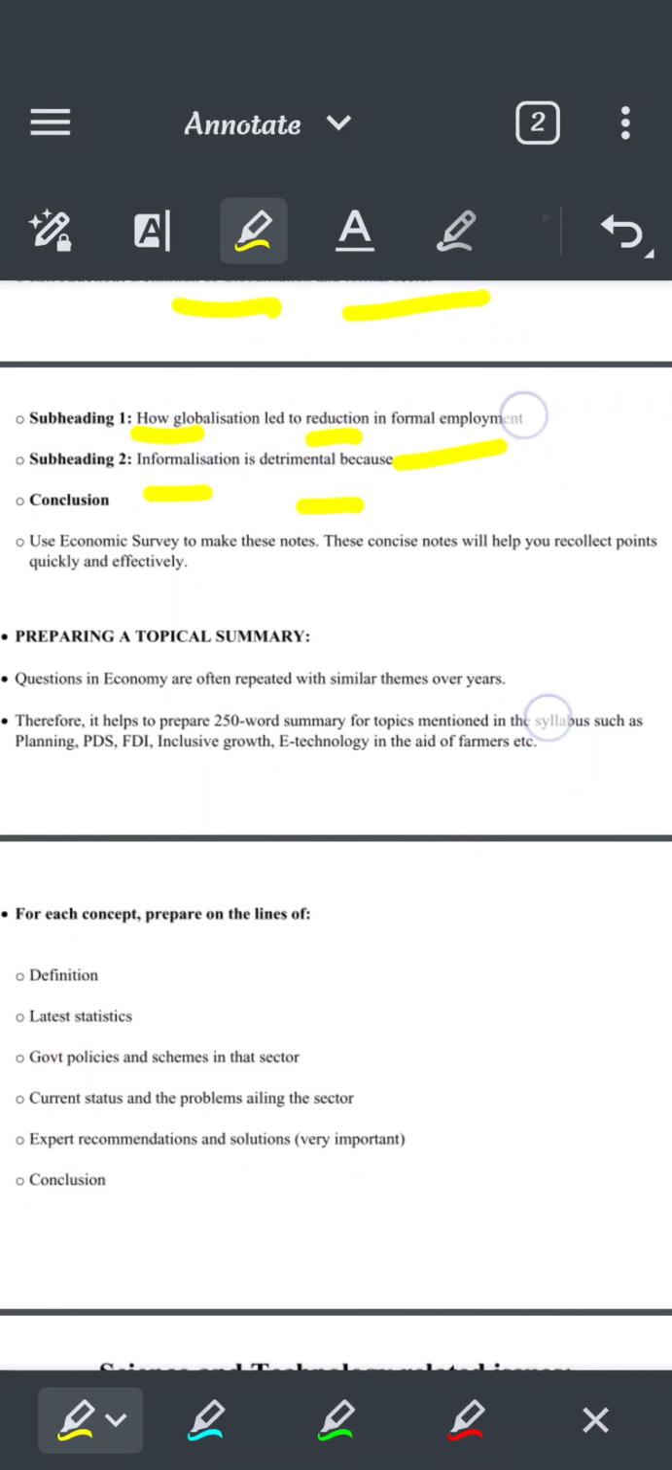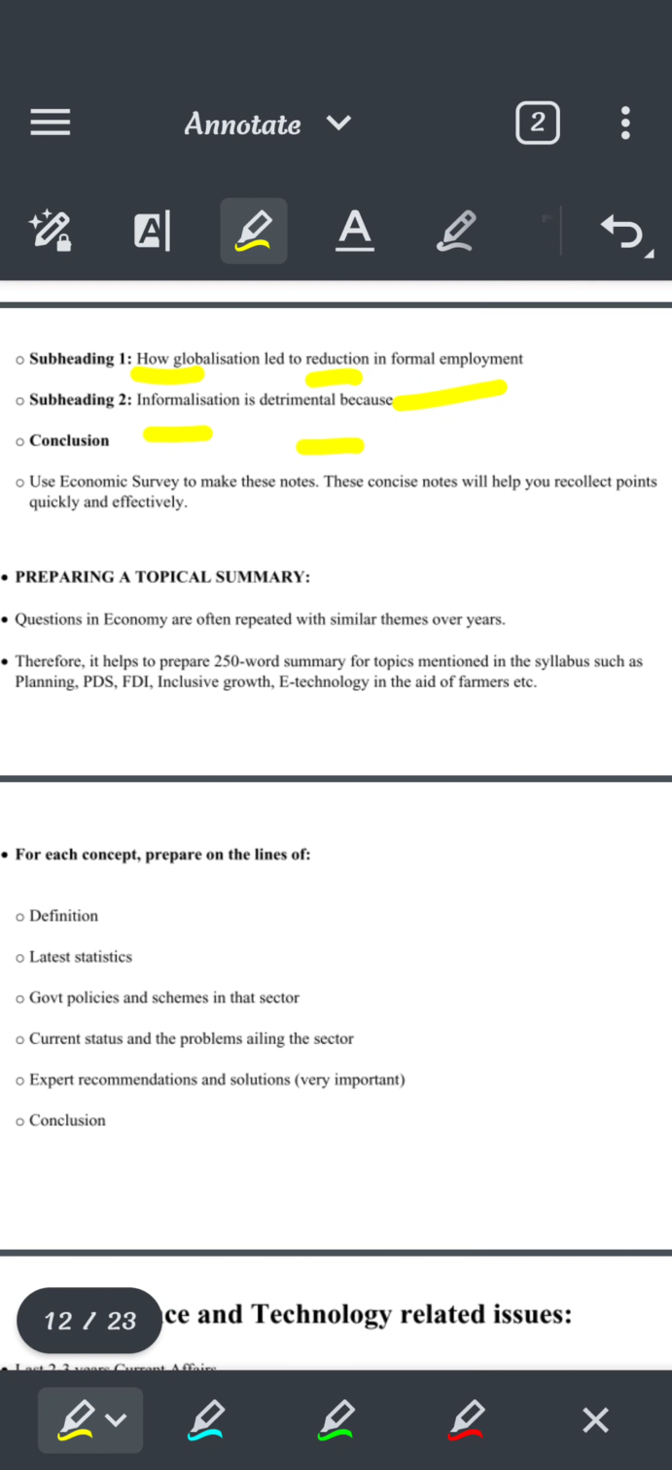So next is preparing a topical summary. Questions in economics are often repeated with similar themes over the years, so it helps to prepare a 250 word summary for topics mentioned in the syllabus such as planning, PDS, FDI, inclusive growth, e-technology in the aid of farmers, etc. And for these you can use the Simran IAS Academy notes, the Learn by Maps notes prepared by the Simran IAS Academy, which you can use to prepare your own notes.